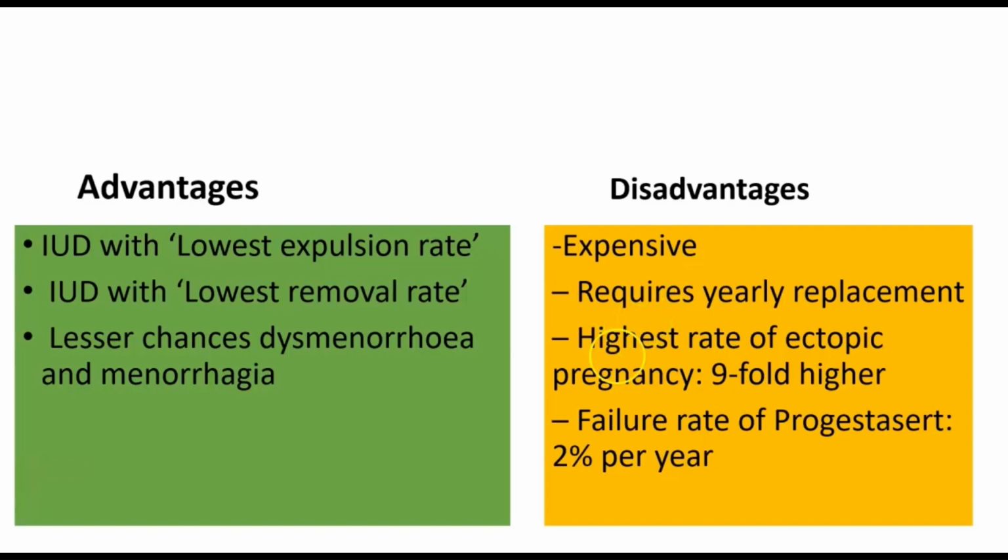But the disadvantages include they are expensive, they require yearly replacement, and the chances of ectopic pregnancy is highest, and the failure rate of Progestasert is 2% per year.